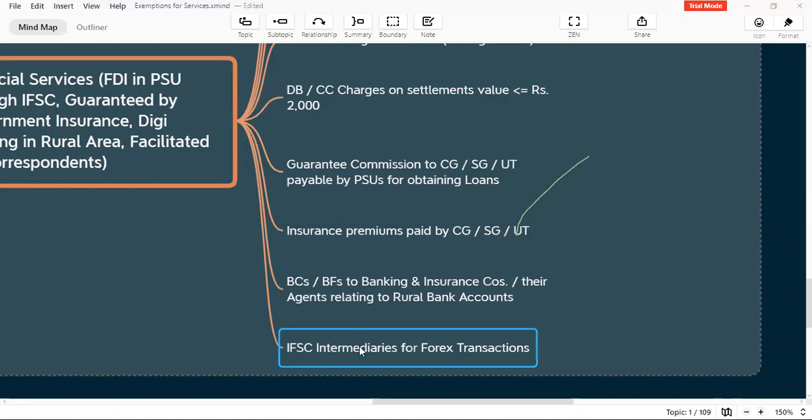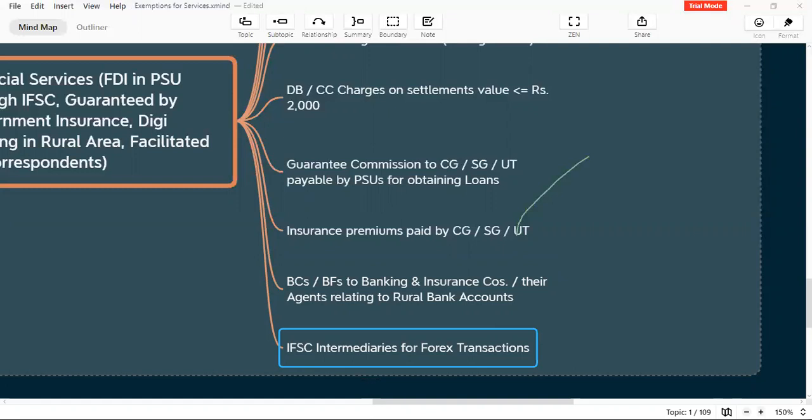And finally, there is something called IFSC, International Financial Service Center. You would have heard something called special economic zones, and all these SEZs. It's like a bank set up in SEZ. In the simplistic way, it's a bank which is set up in a special economic zone. So whatever charges they have, there is no GST for the same.